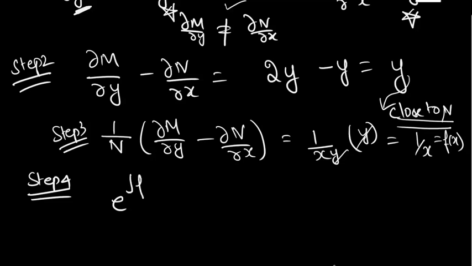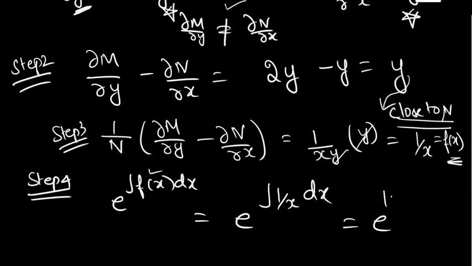e power integral f of x dx. Remember, in case it's close to m, then your integrating factor will be e power minus g of y dy. Since it's x, we are writing e power integral 1 by x dx. Integration of 1 by x is log x, because differentiation of log x is 1 by x. Again, e and log combination means e power log of something, so the answer will come.